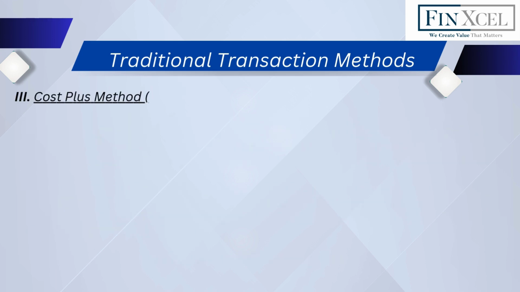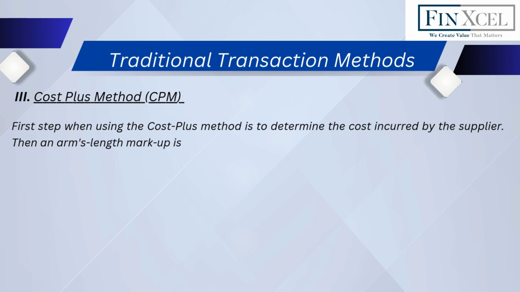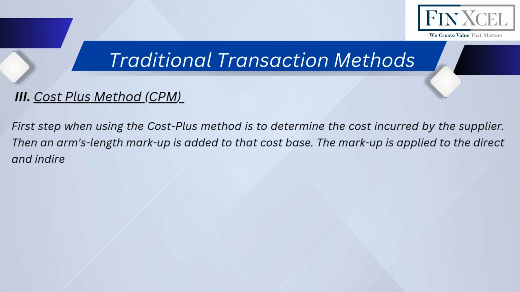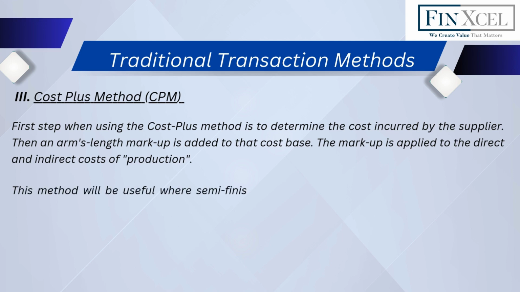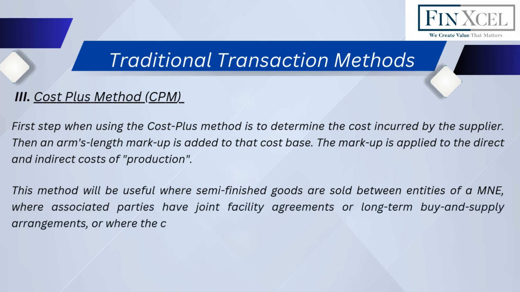Cost plus method, CPM. The first step when using the cost-plus method is to determine the cost incurred by the supplier. Then an arm's length markup is added to that cost base. The markup is applied to the direct and indirect costs of production. This method will be useful where semi-finished goods are sold between entities of a MNE, where associated parties have joint facility agreements or long-term buy and supply arrangements, or where the controlled transaction is the provision of services.